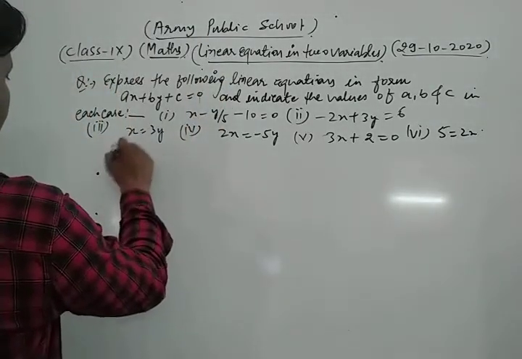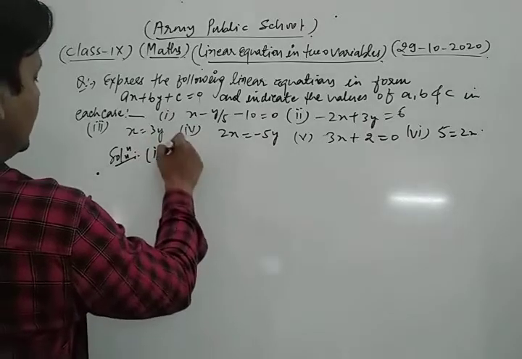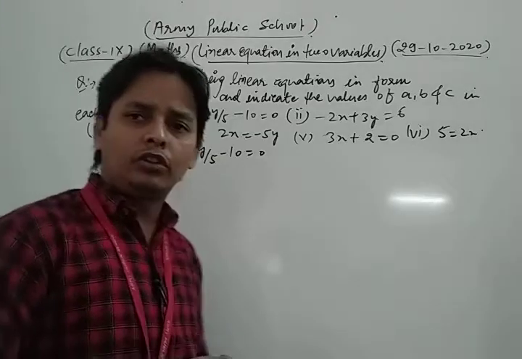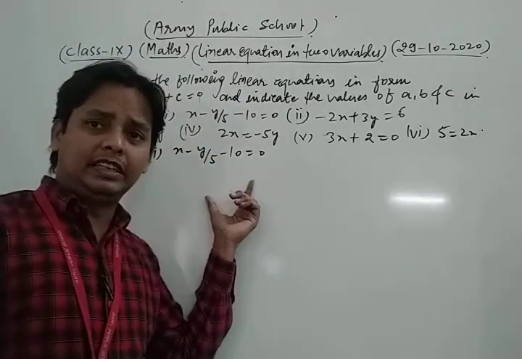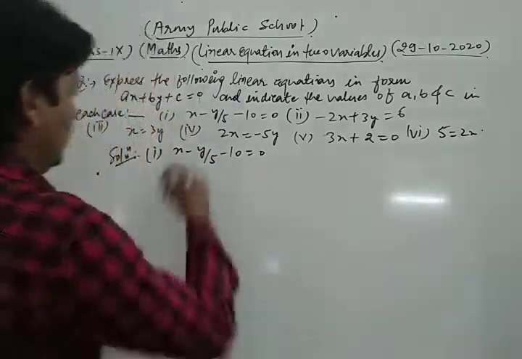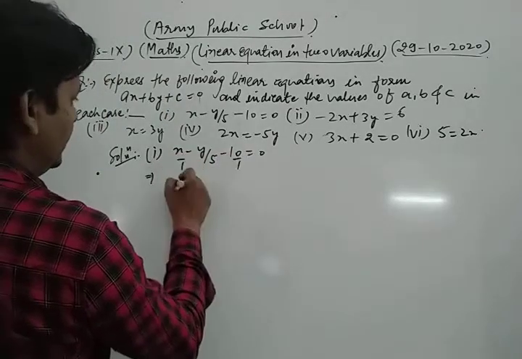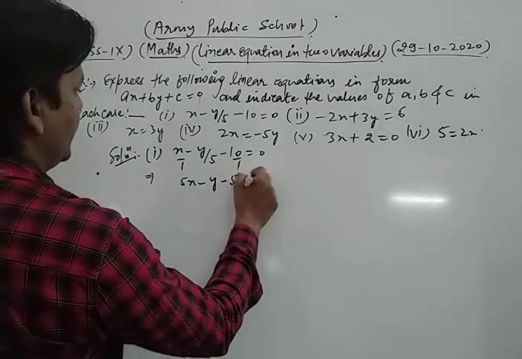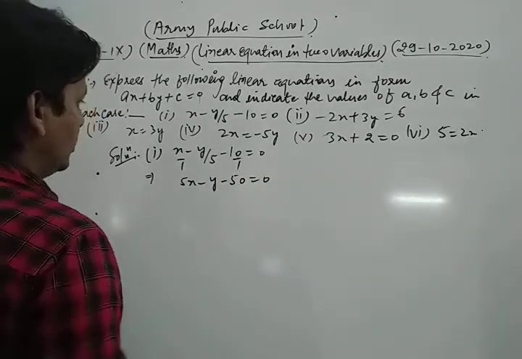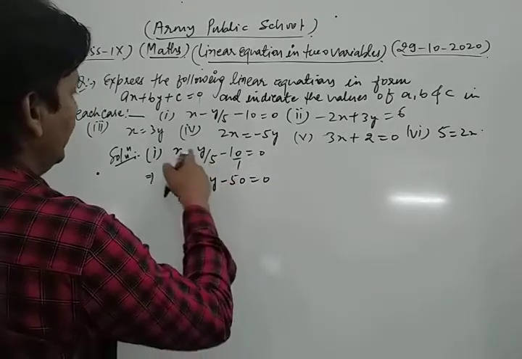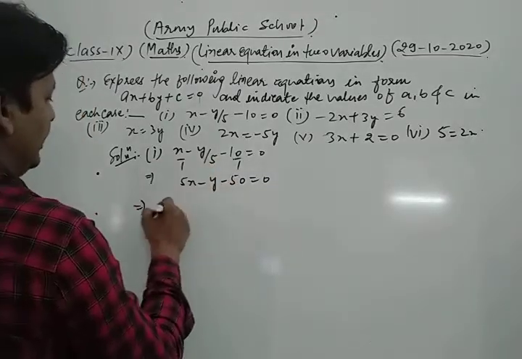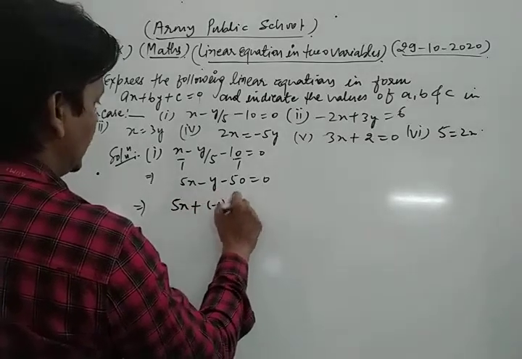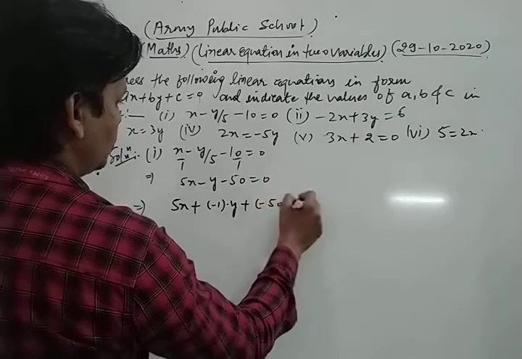We take the first part, which is x minus y by 5 minus 10 is equal to 0. Dear student, first of all, in this question we take an LCM and simplify. We take LCM 5, so we get 5x minus y minus 50 is equal to 0. Now we can write 5x plus minus 1 into y plus minus 50 is equal to 0.